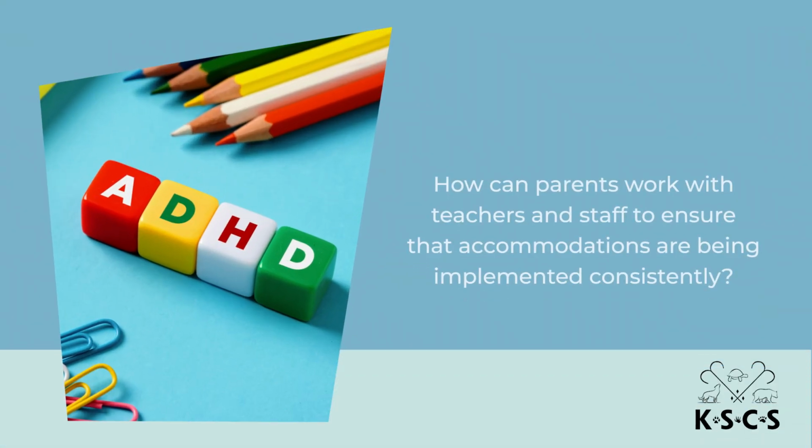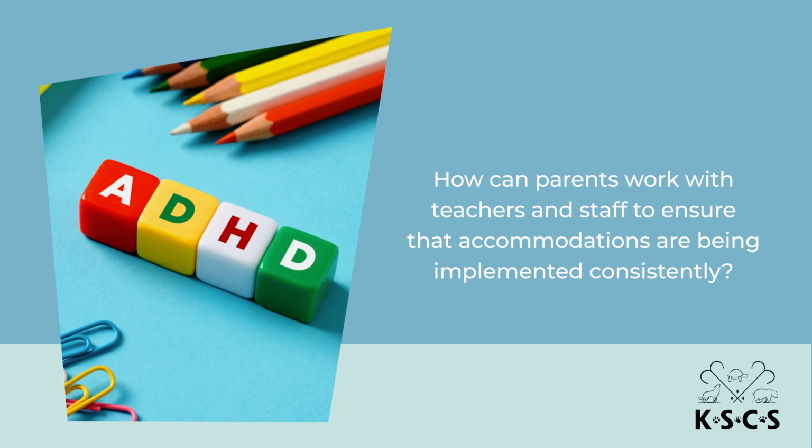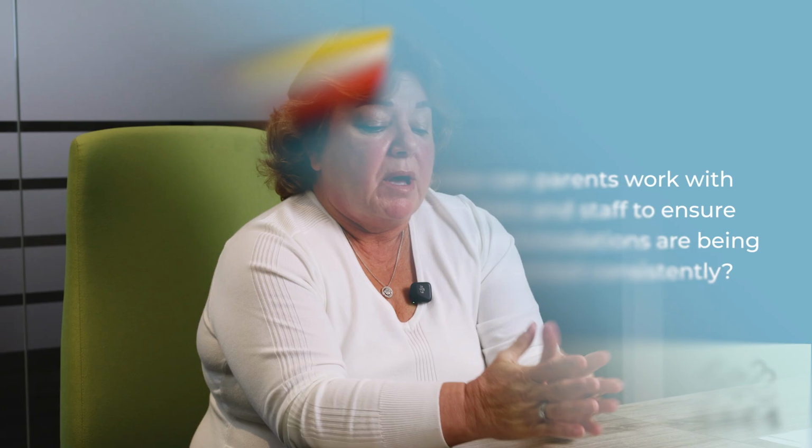How can parents work with teachers and staff to ensure that accommodations are being implemented consistently? The best way to ensure that the plan is being followed through is through regular communication with the school. This can be done through emails, daily logbooks, or even through Class Dojo. Regular check-ins with their child is also very helpful to monitor how things are going at the school.